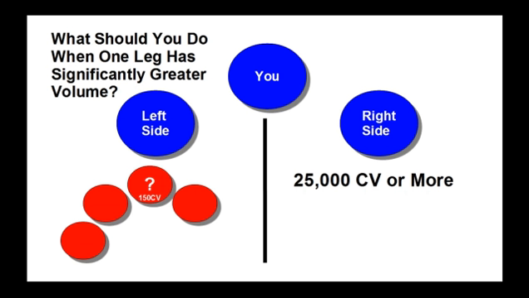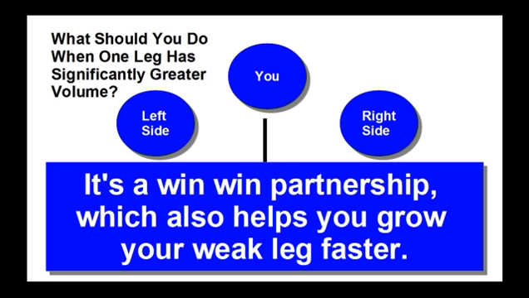Again, all this information is exactly what I've just told you. So it's a win-win partnership, which also helps you grow your weak leg faster. And maybe if your strong leg is low enough, you might be able to surpass your strong leg, where that weak leg then becomes your strong leg, and you'll then be able to capitalize on bank volume that's on your strong leg.